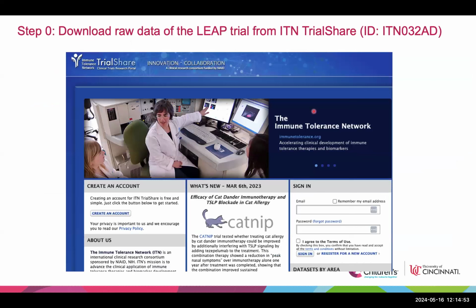So what we did, step 0, was download the raw data from the LEAP trial from ITN TrialShare. We just picked ITN TrialShare at this point. Actually, Ishan picked it without a lot of reason. We could have as well downloaded them from ImmPort. Step 0 maybe minimizes it. We really should have called it step 1, because everybody who uses somebody else's clinical trial data knows that there's a little bit of a learning curve to actually understand the data. There's raw data, derived data.